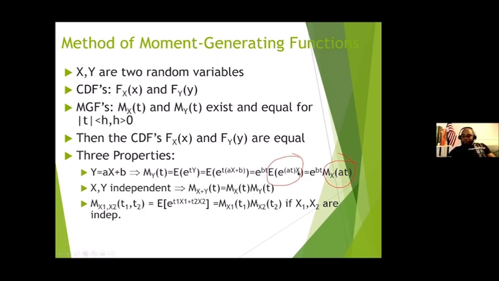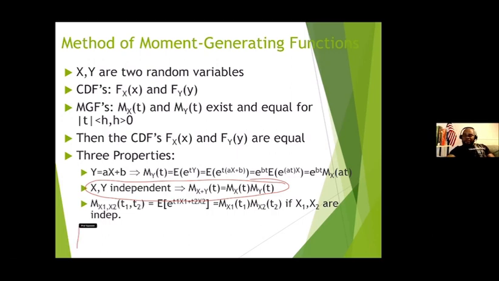Now, in the situation where X and Y are independent, there's something I want you to know today. This is a special law. If X and Y are independent, the moment generating function of the sum of random variables is going to be the same as the product of the respective moment generating functions. I'm going to say that again. In the situation where X and Y are independent, the moment generating function of the sum of random variables.